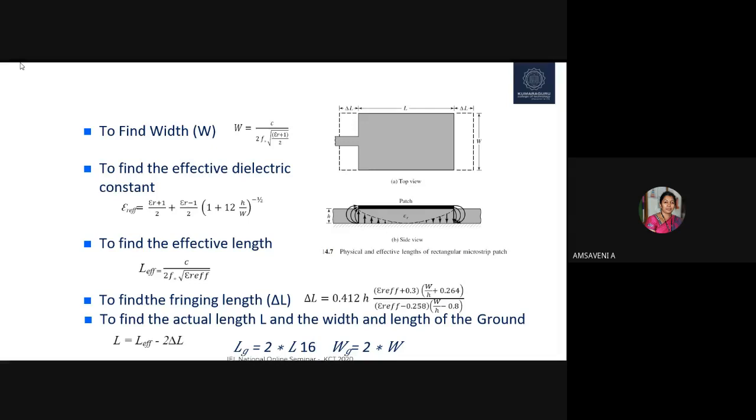To find the effective length, we have c by 2 f naught square root of epsilon effective. That is the effective dielectric constant, and this can be calculated using the second formula. And we have the fringing length delta L, given in the figure, because microstrip antennas radiate based on the fringing effect. You can compute the length: the effective length minus 2 delta L will give you the actual length of the antenna. Similarly, you can compute the actual width, and the length and width of the ground plane using this formula, 2 into L and 2 into W.